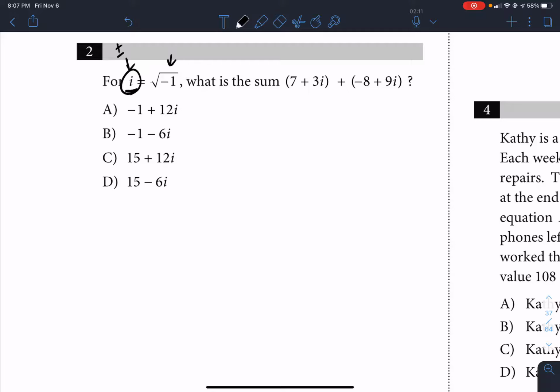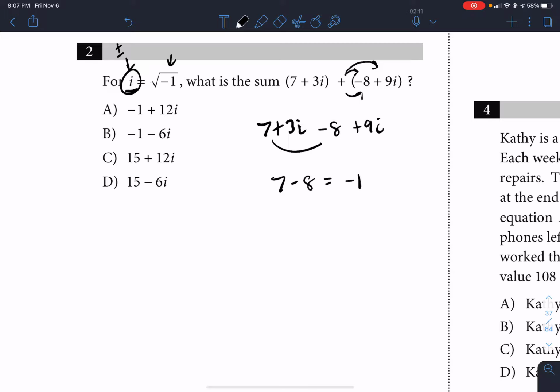So for the sum, we can simply distribute and get rid of all the parentheses. So we have 7 plus 3i, and we can simply distribute the positive there, which just keeps it the same, minus 8 plus 9i. We add the real numbers together, so we have 7 minus 8, that's equal to negative 1.